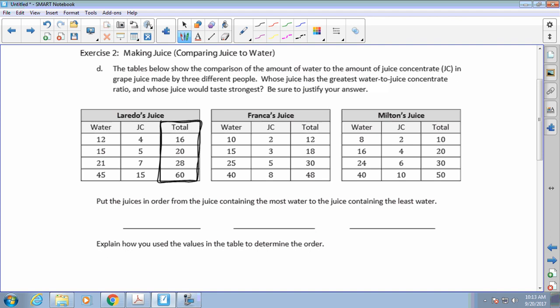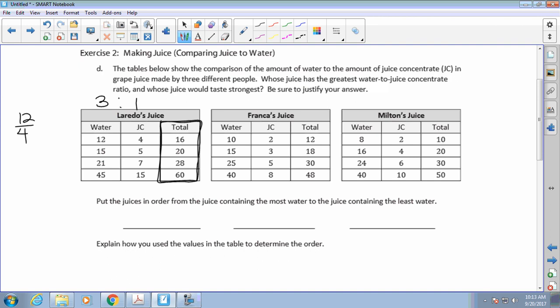we are going to move on to finding the value of these ratio tables. 12 to 4. What would the water to juice ratio be there in its most simplest form if we have 12 to 4? So essentially you're simplifying this fraction. 12 to 4. Maria. 3 to 1. Very good. 3 to 1. Does everybody see where we got 3 to 1? Okay, so 3 parts water, 1 part juice.